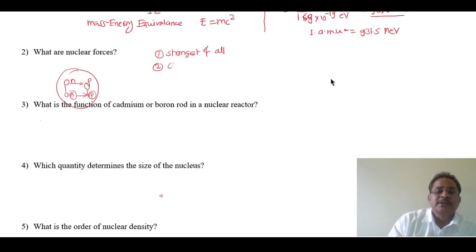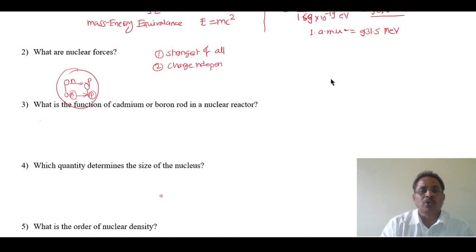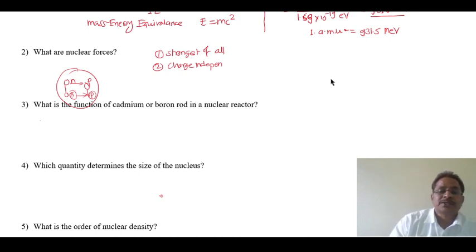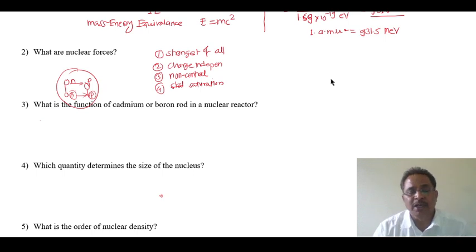Then second, this force is charge independent. As I said just now, it doesn't depend on whether you are getting this force between proton and proton, neutron and neutron, or neutron and proton, whatever the pair may be, the force is the same for all such pairs. Then third, this is a non-central force, another very important property. Then this is a saturation type of force, which means a very limited number of nucleons can have bonds with a particular nucleon, so all the nucleons inside the nucleus do not have bonds with each other.